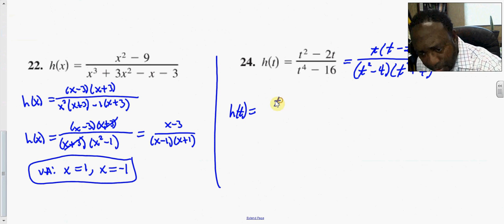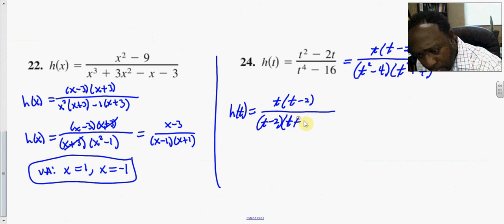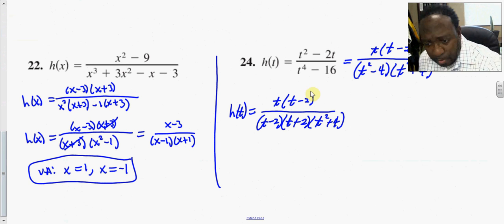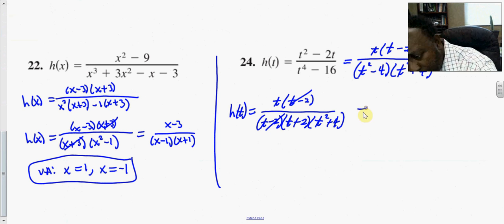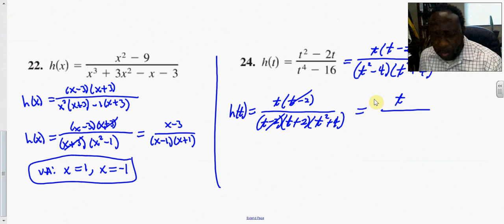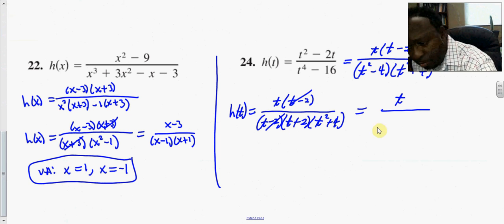So we get t times t minus 2 all over t minus 2 times t plus 2 times t squared plus 4. You can divide out, cancel out the t minus 2. And from there you can see that there's only one vertical asymptote, negative 2.